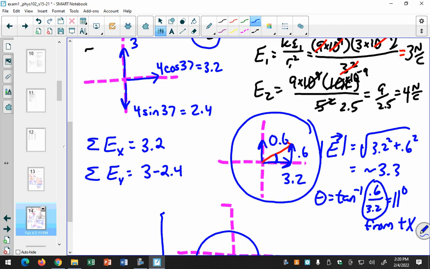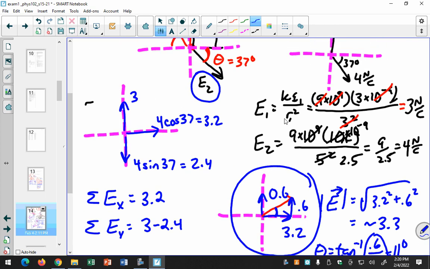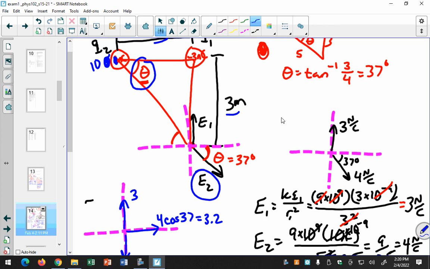So it depends on, I think probably the best thing to do is to draw your triangle every time. See, in this case, I was working with a triangle with 0.6, 3.2, and then I was looking for this angle. But up here, I was working with a triangle that was 4, 3, and I was looking for this angle. You see how those are different? That I'm working with different triangles.